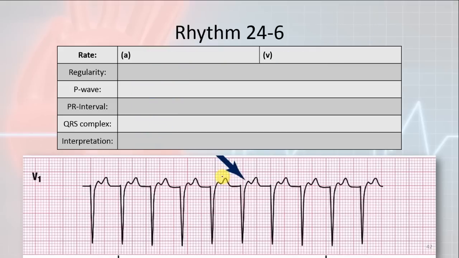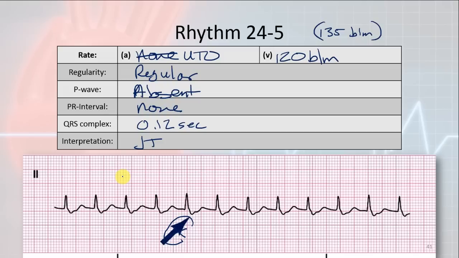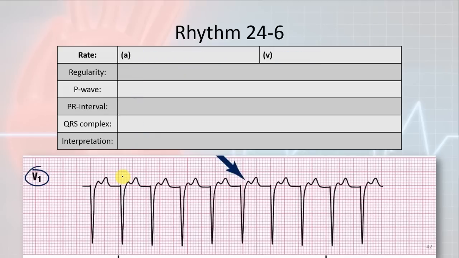Let's look at our next one. This rhythm here is V1, which is the different lead of the previous EKG. So I'm just going to back up one right quick. This is lead 2. This person did a 12 lead on this patient, and this is the lead V1 of that previous rhythm. If you do this 12 lead, now I can identify this right here. That is not a normal ST segment right there.